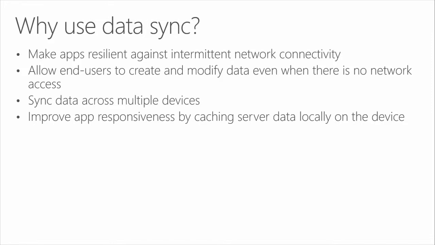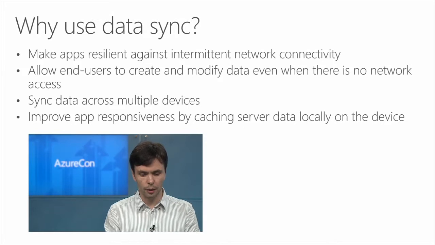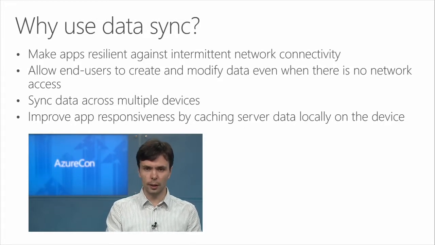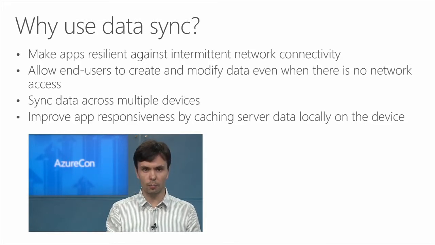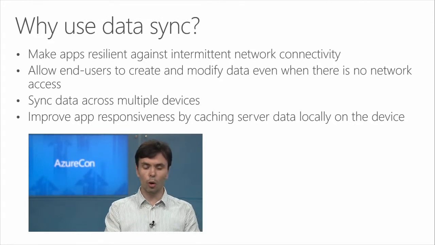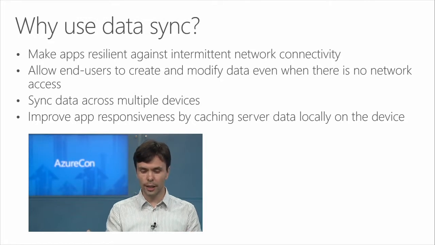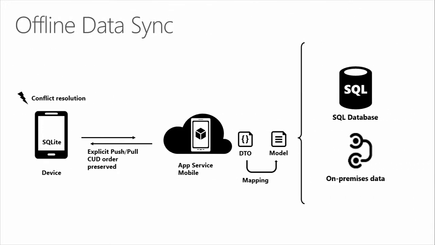AppService data sync features that enable this offline mode and synchronization are useful not only for these operations where you store and forward, but it also allows your app to work reliably in the presence of intermittent network connectivity. It allows end users to create and modify data when the network is not available. It allows you to seamlessly synchronize data across multiple devices or improve app responsiveness by caching server data locally on the device.